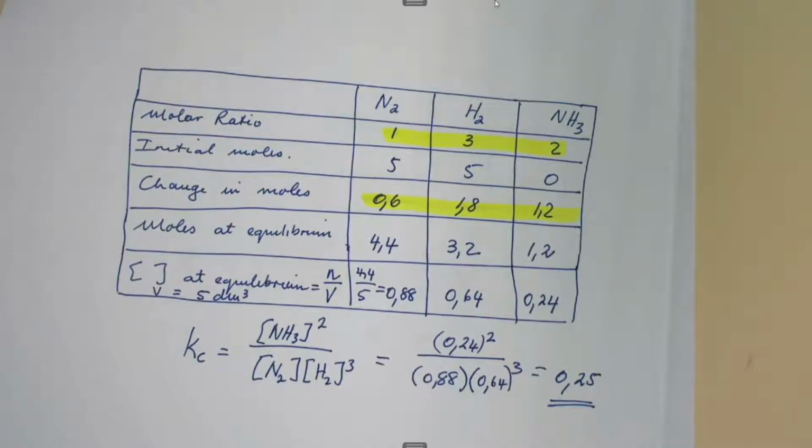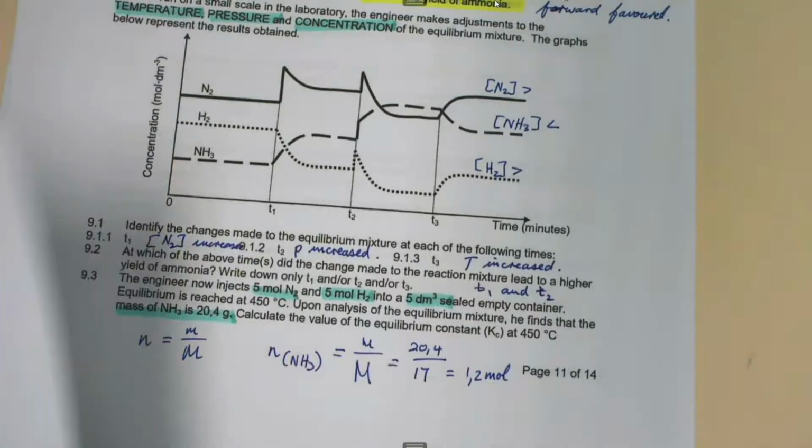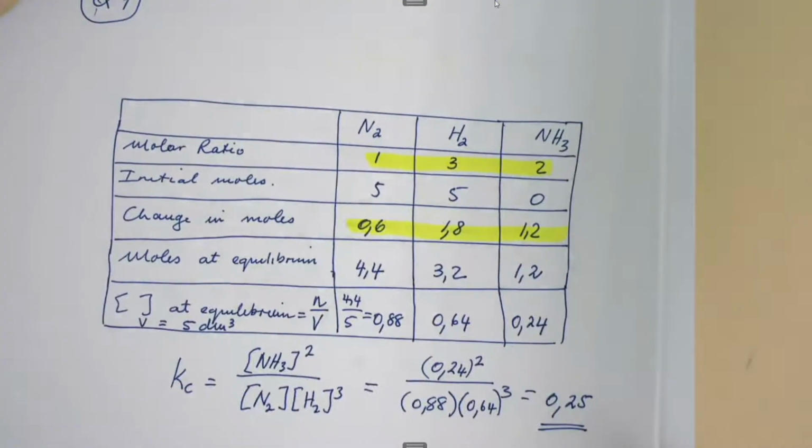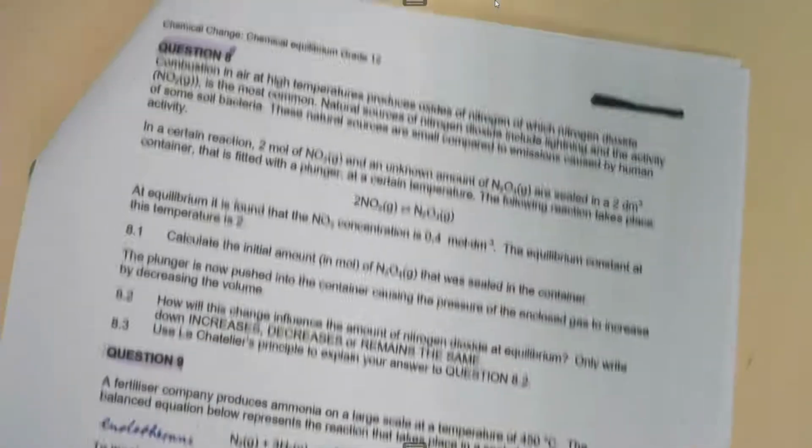That just means that the concentration of my reactants is high and the concentration of my products is actually quite low. Right, so that is question 9 completed, and again the table makes my life very, very easy. Okay, let's go to a slightly more difficult one, which is then question 8.